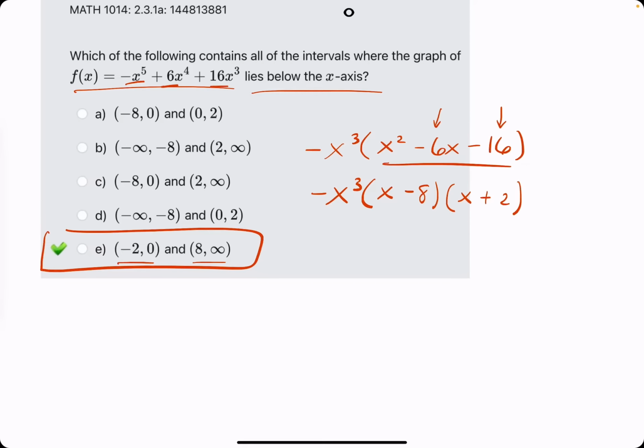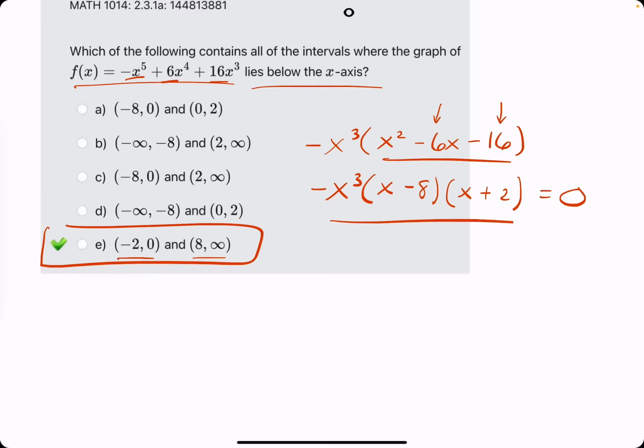So from these factors, if we're looking for where this function crosses from below to above and then above to below the x-axis, we want to use these factors to find the x-intercepts, or the zeros of this function. So we set each of these factors equal to 0. Starting with -x cubed equals 0, we think about the x value that could make -x cubed equal to 0, and that's just 0. Then we set the second factor equal to 0, solve for x, and we get 8.